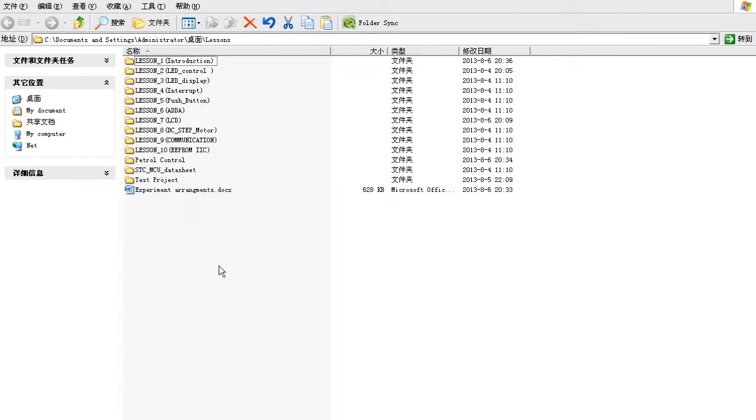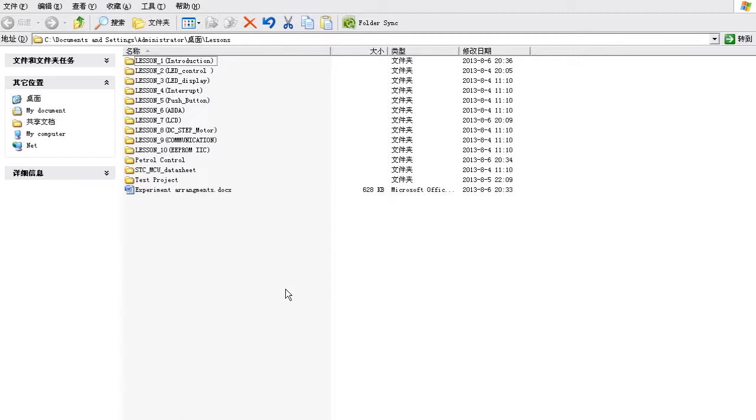Lesson 5 is push button application. Lesson 6 is analog to digital convert application. Lesson 7 is LCD control. Lesson 8 is step and DC motor control. Lesson 9 is serial port based communication application. And lesson 10 is EEPROM application.